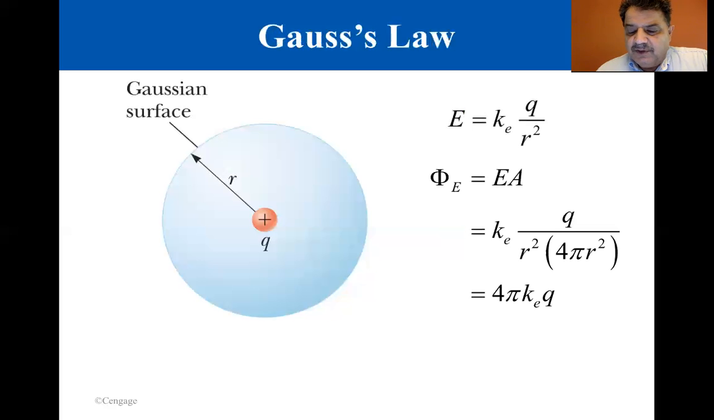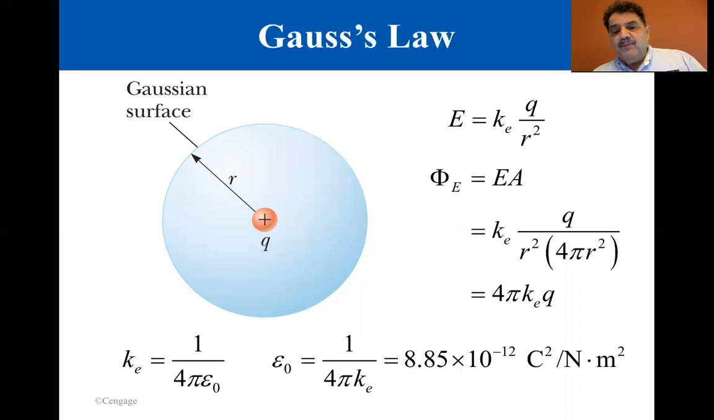It's sometimes convenient to express k_e in terms of another constant. The constant epsilon 0 is called the permittivity of free space and has the value shown, 8.85 times 10 to the minus 12 coulomb squared per newton meter squared. The use of k_e, or epsilon 0, is strictly a matter of taste. I may use one or the other, depending on the situation.